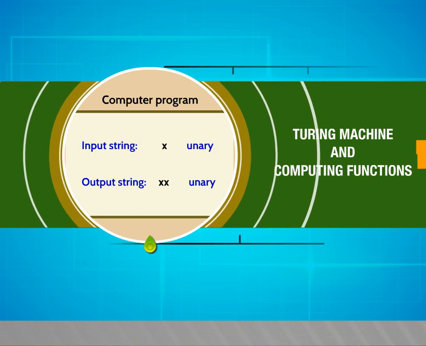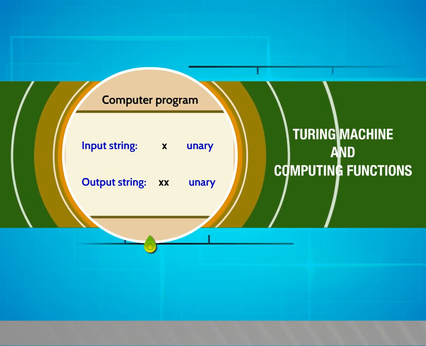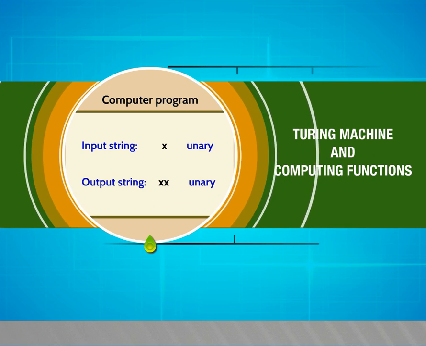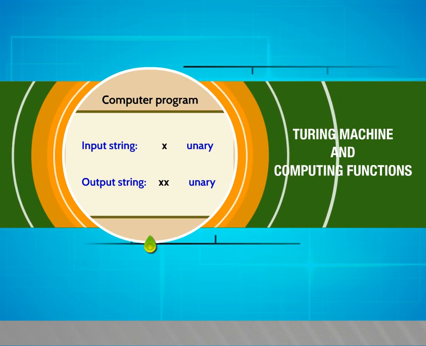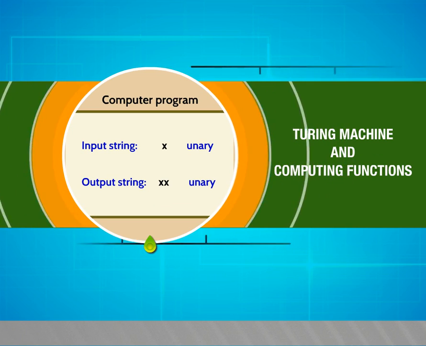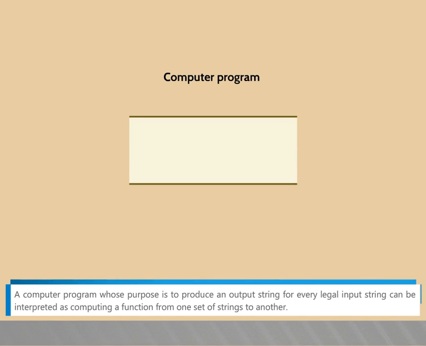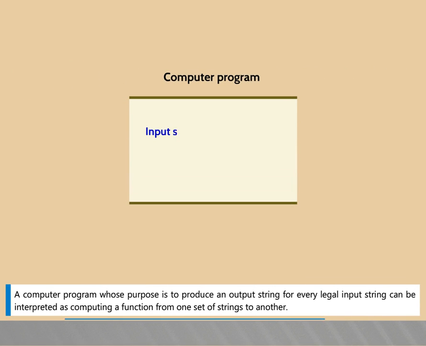Turing machine and computing functions. In this video, we are going to see about Turing machine and computing functions. A computer program whose purpose is to produce an output string for every legal input string can be interpreted as computing a function from one set of strings to another.